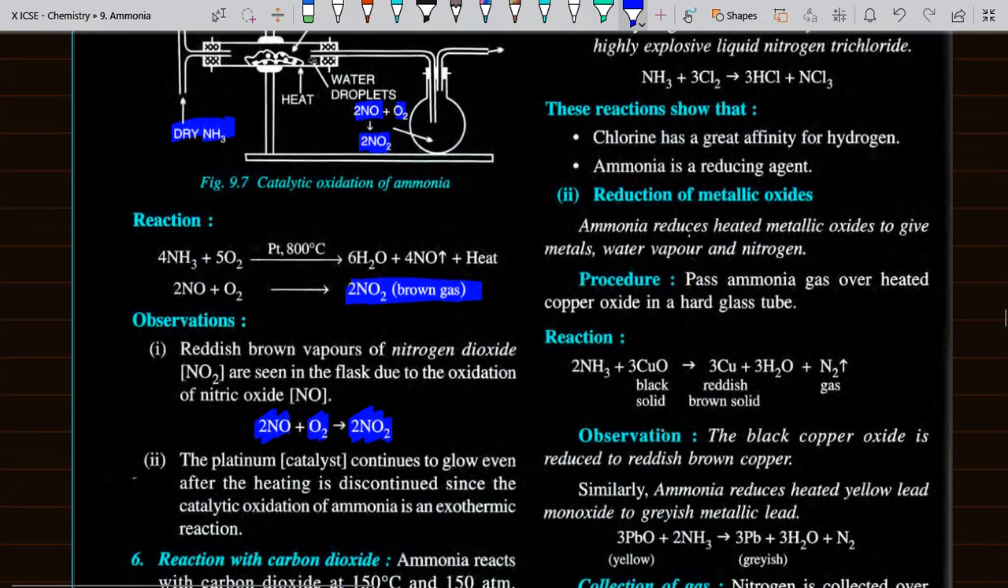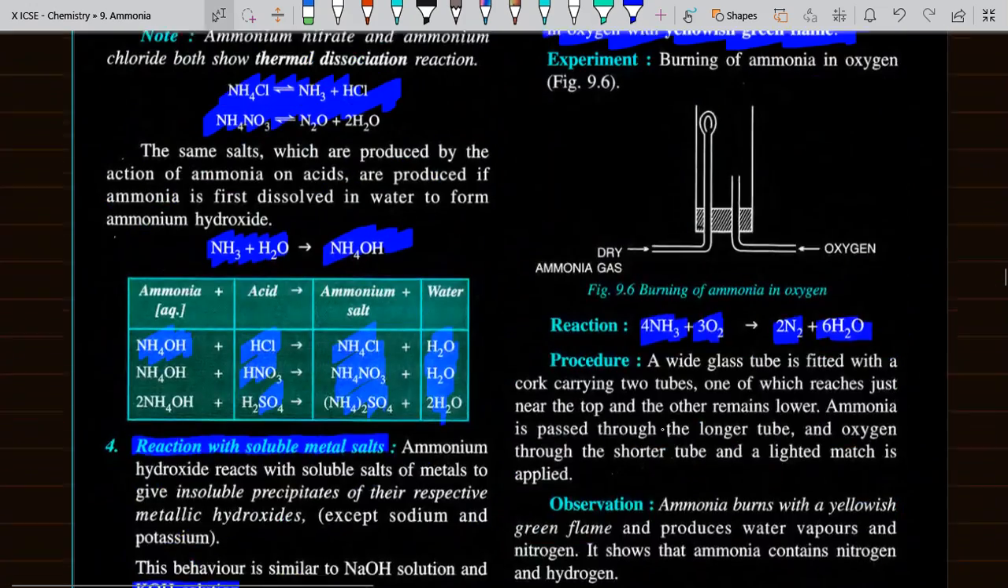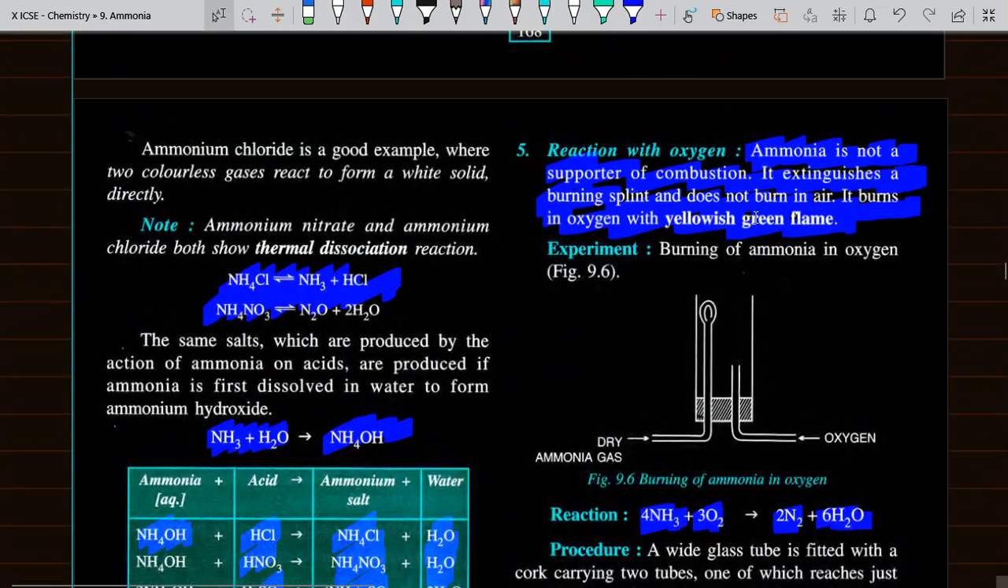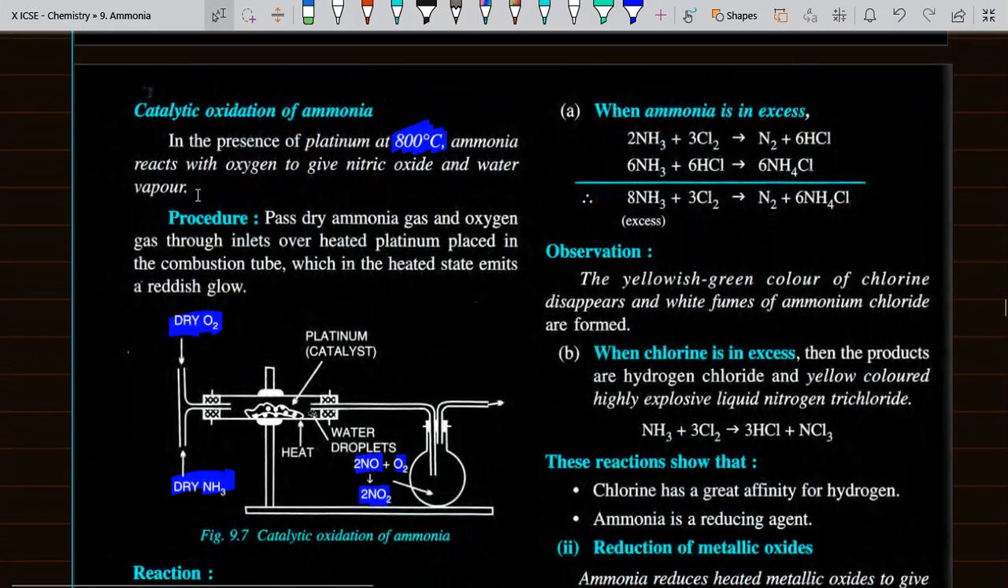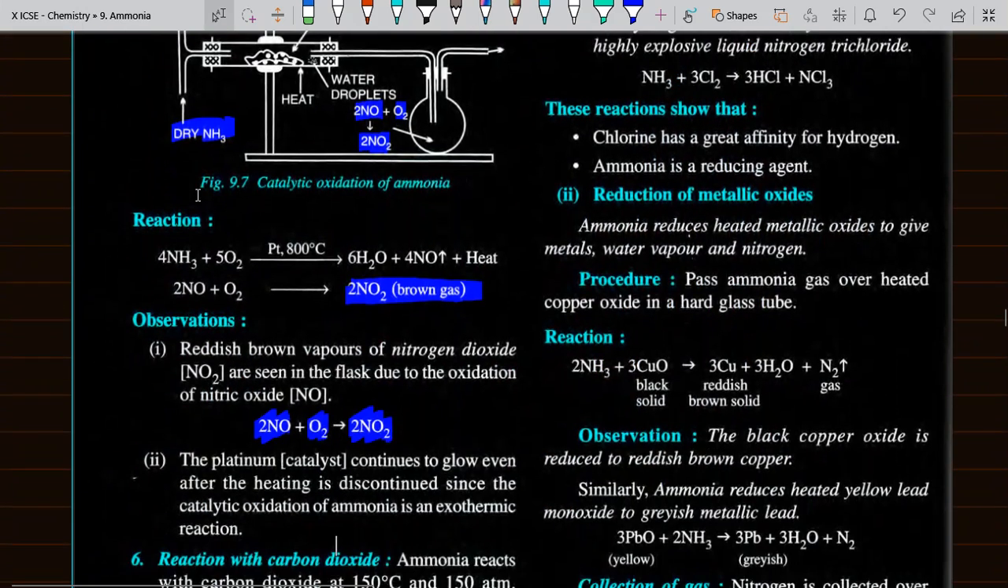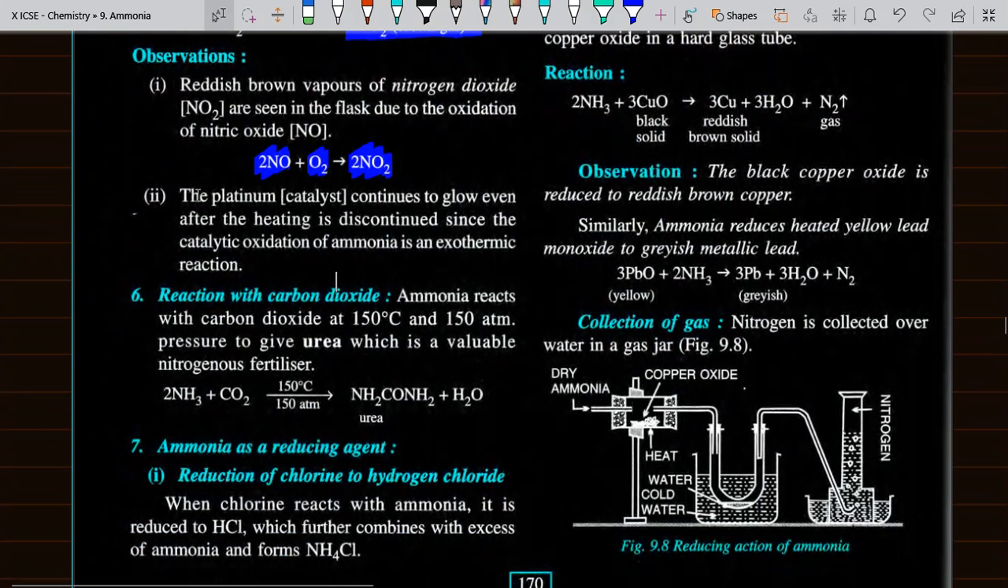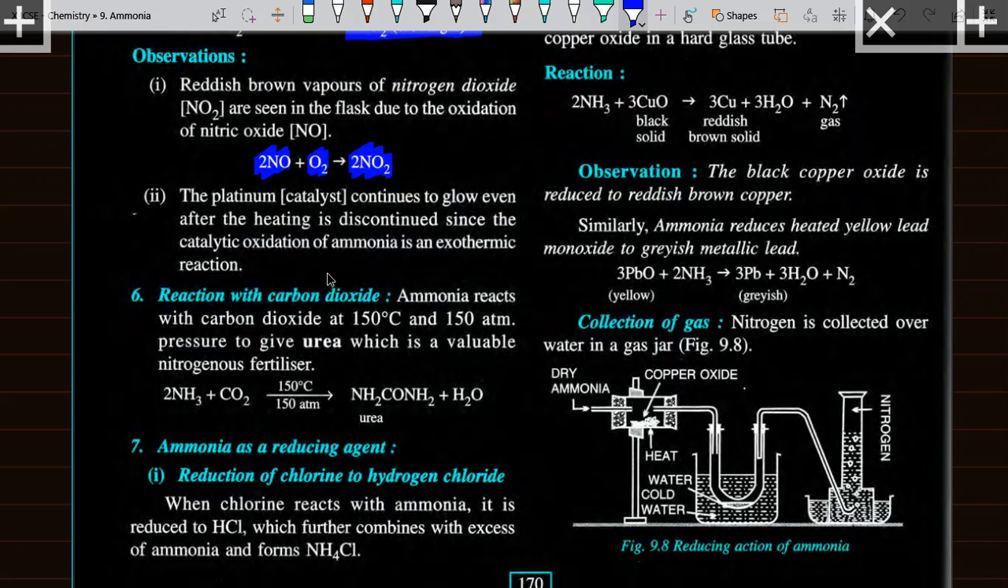Reaction of ammonia with oxygen, not burning, not combustion. ये रिएक्शन ऑफ ऑक्सीजन में कंबशन था और ये वाले रिएक्शन में कैटालिटिक ऑक्सीडेशन था. इसमें ब्राउन गैस बना, नाइट्रोजन डाइऑक्साइड. The platinum catalyst continues to glow even after heating is discontinued, since catalytic oxidation of ammonia is an exothermic reaction.